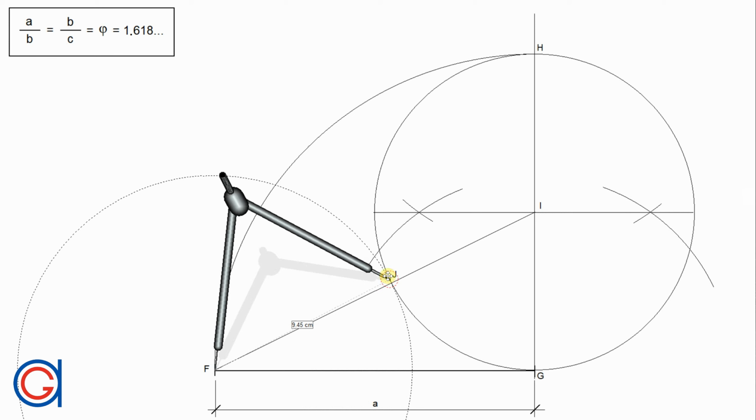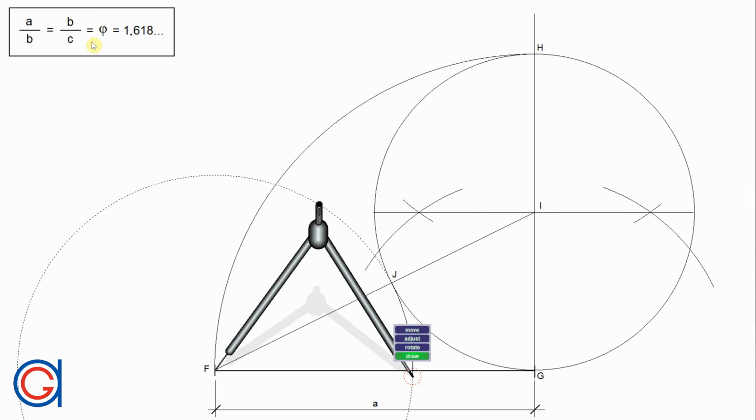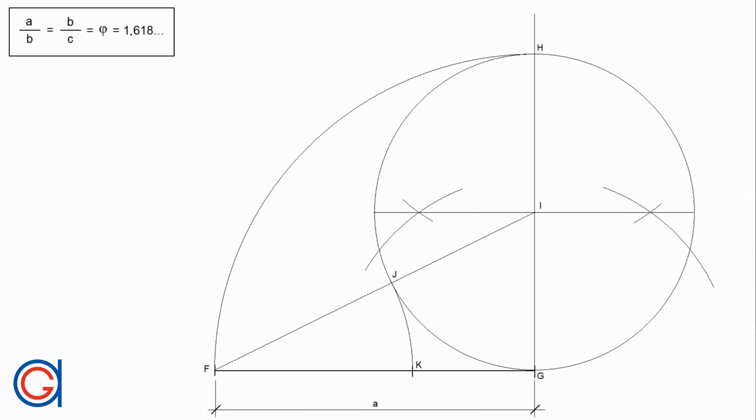So the final step is to transport the line segment FJ onto the original line segment A using a compass, where we will obtain a new point that we will call K. The point K is the point which divides the original line segment A into two new line segments B and C, which are in the golden ratio. A divided by B equals B divided by C, which equals phi, the golden number.